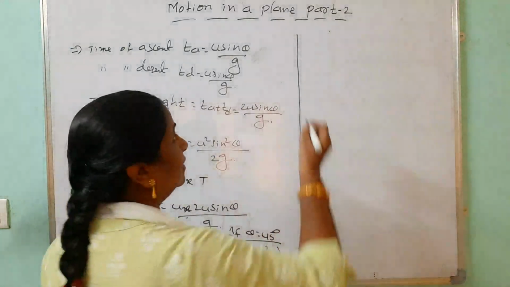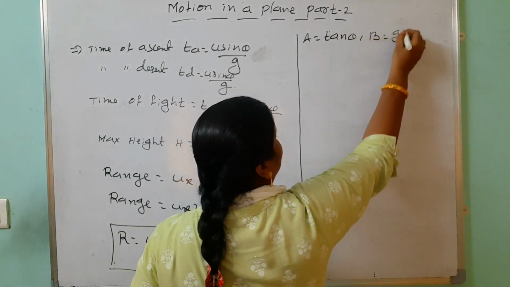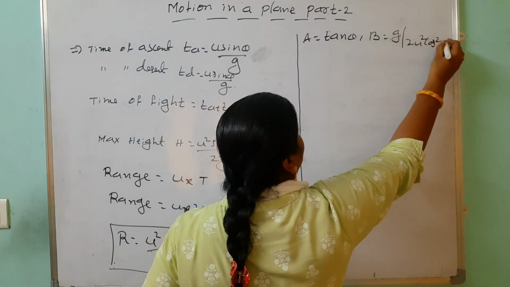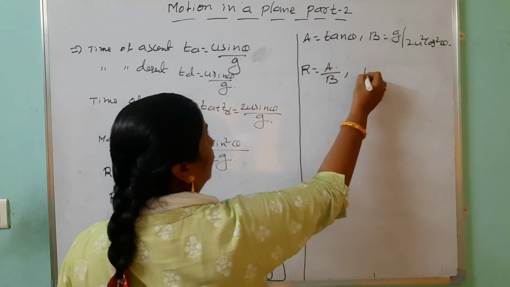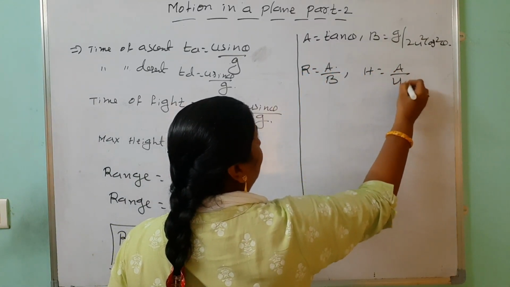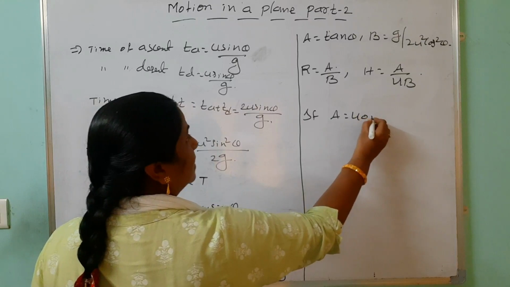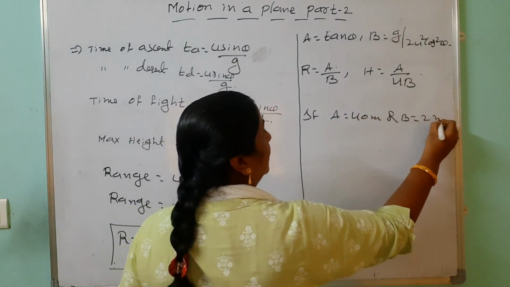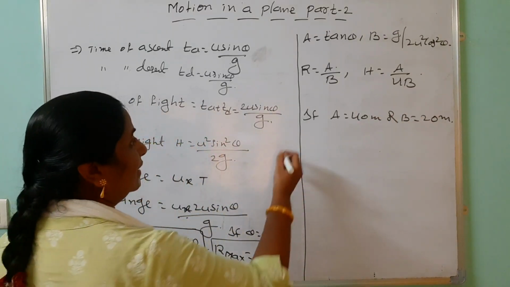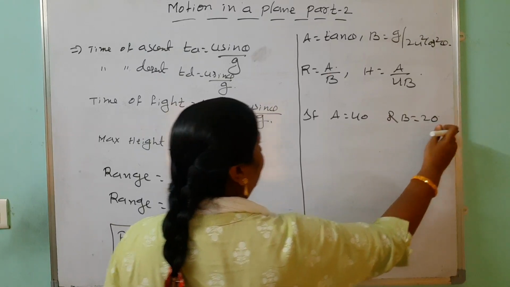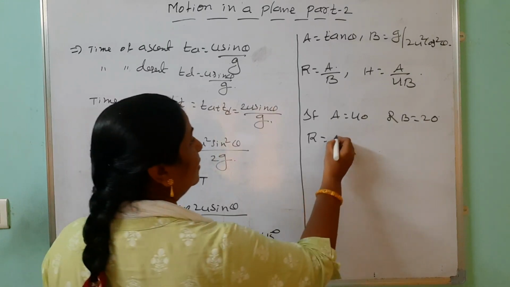Then from the previous formula, A equals tan theta, B equals g by 2u square cos square theta. From this also you get the range R equals A by B. Then maximum height is A by 4B. We do one problem. If A equals 40 and B equals 2, otherwise 20, then how to find the range here? Simply 40 by 20, that is 2 meters.